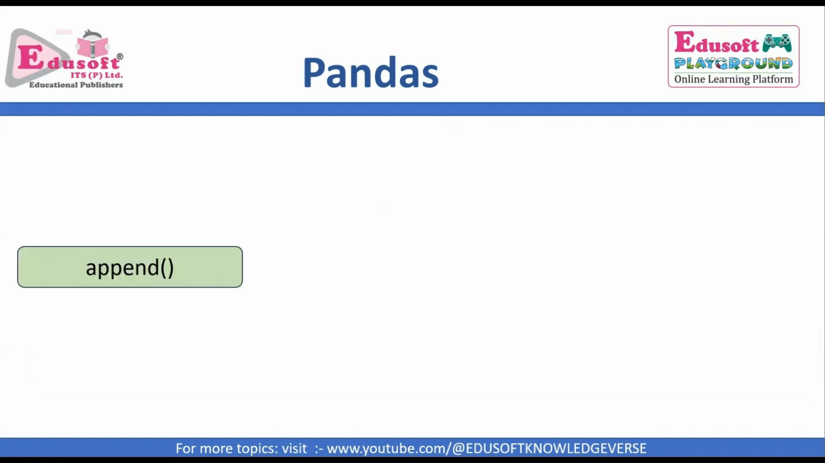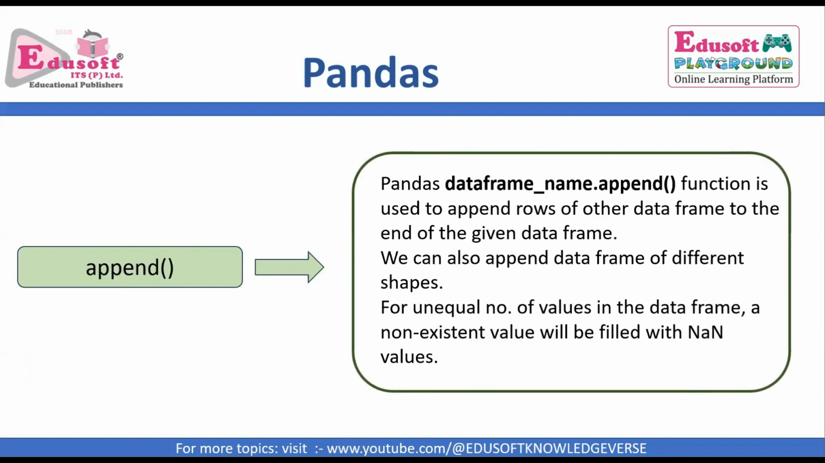Coming to the next one, that is the append function. The pandas DataFrame name dot append function is used to append rows of another data frame to the end of the given data frame. We can also append data frames of different shapes. For an unequal number of values in the data frame, a non-existent value will be filled with NaN values. So the append function will append rows of another data frame to the end of the given data frame.